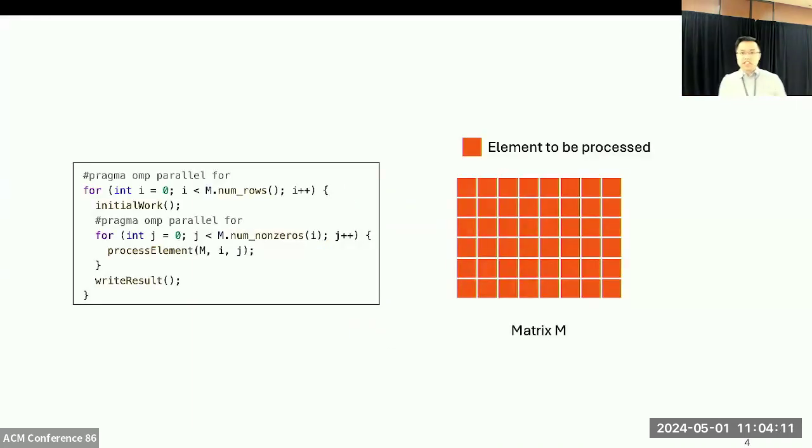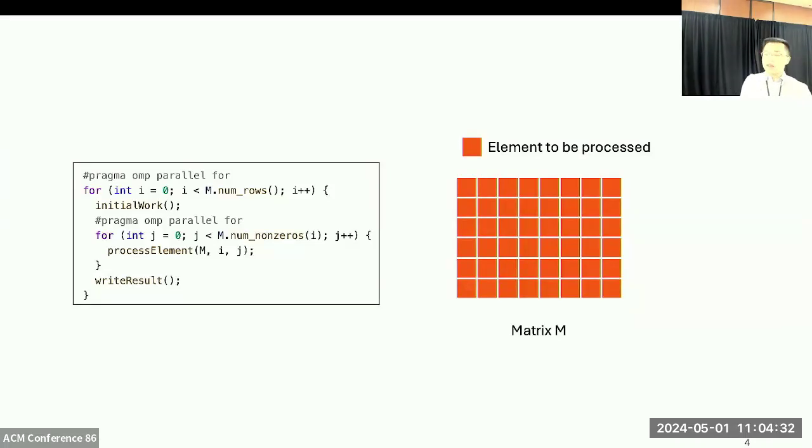So let's take a simple program that is written with these fork-join language constructs, which processes a matrix. It's a nested loop which goes through a matrix. It goes through every row of the matrix, performing some initial work, then goes through every element of the row, and then in the end it writes the results.